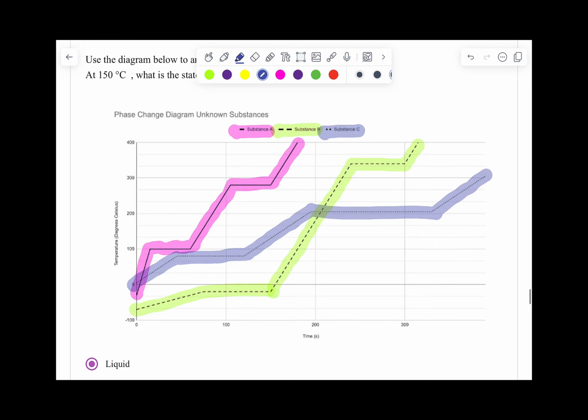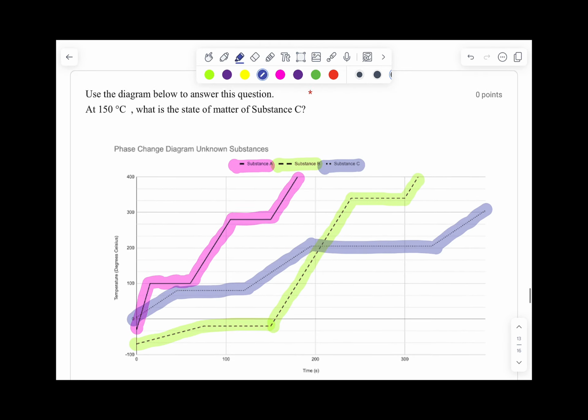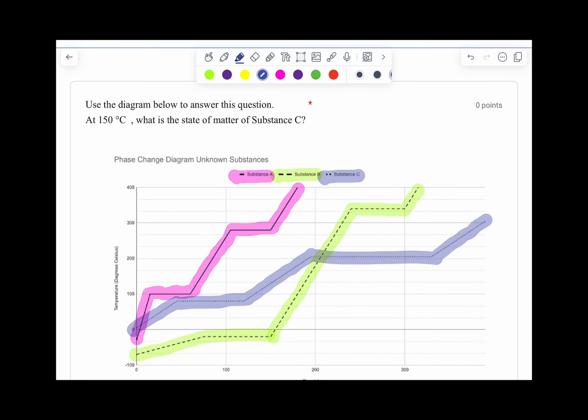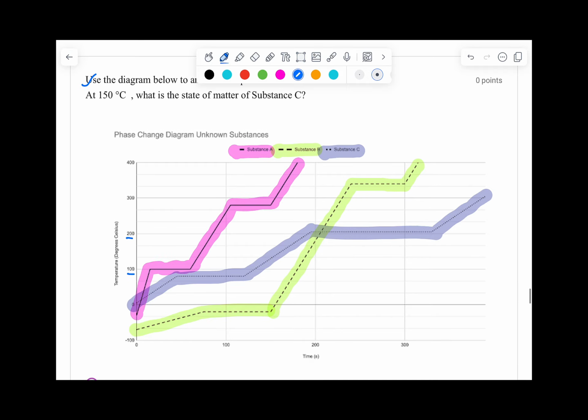All right. So the first question is, and we're going to be right here, so you know where we are. Use the diagram below to answer this question. At 150 degrees, what is the state of matter of substance C? So again, substance C is this kind of dark purple line. The first thing we're going to do is find 150 degrees. So here's 100 degrees right here. Here's 200 degrees right here. We'll say this is somewhere in the 150 degree range. We're going to draw a line across, and here we are.